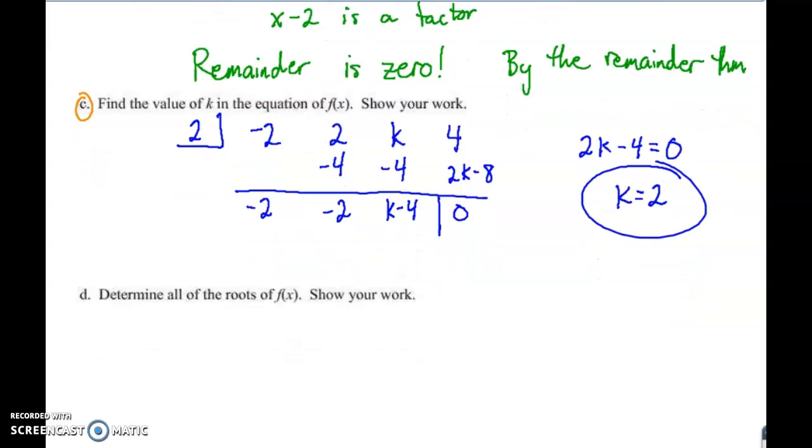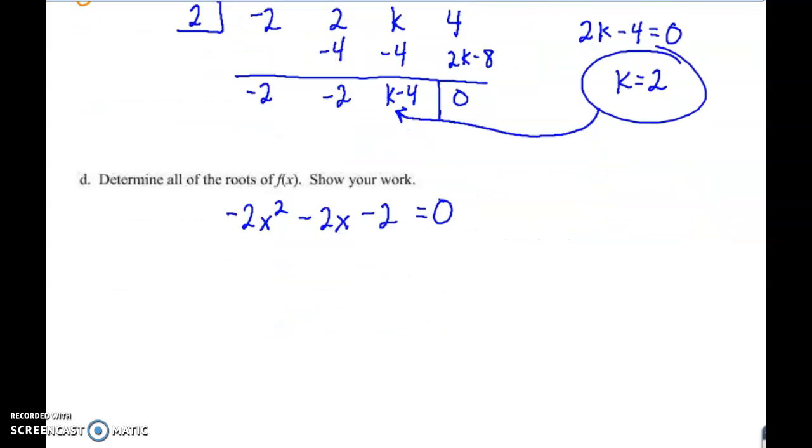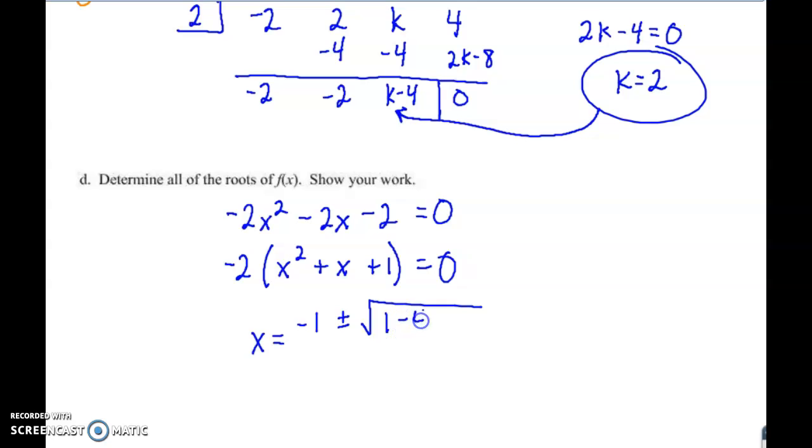So now that we know that, we can actually just plug in 2 right there. So now we're left with a quadratic that's negative 2x squared minus 2x. If I plug in 2 right there, minus 4 is negative 2 is equal to 0. And I can find the rest of the roots by factoring out a negative 2, x squared plus x plus 1. And this is not factorable, so I'm going to go to the quadratic formula. Negative b plus or minus the square root of b squared minus 4ac all over 2a.